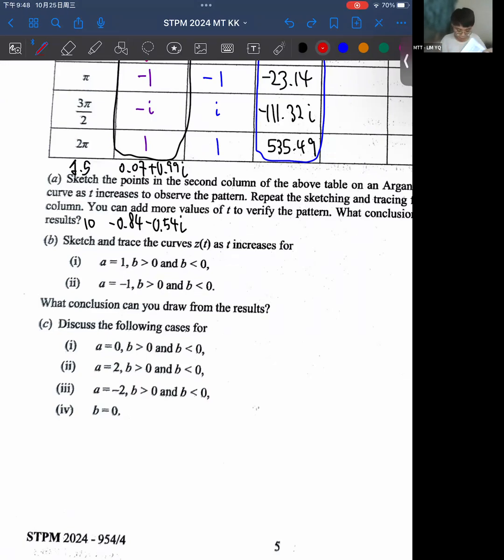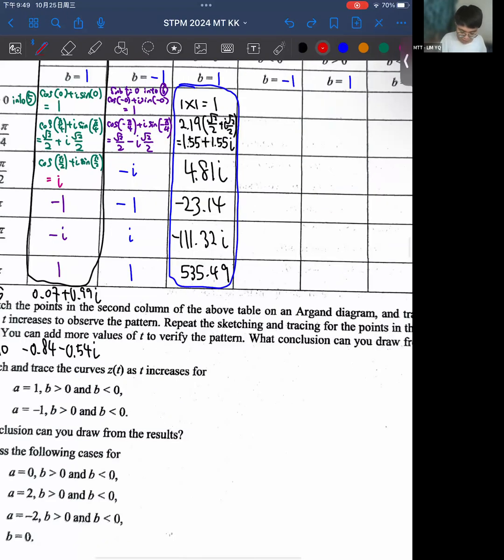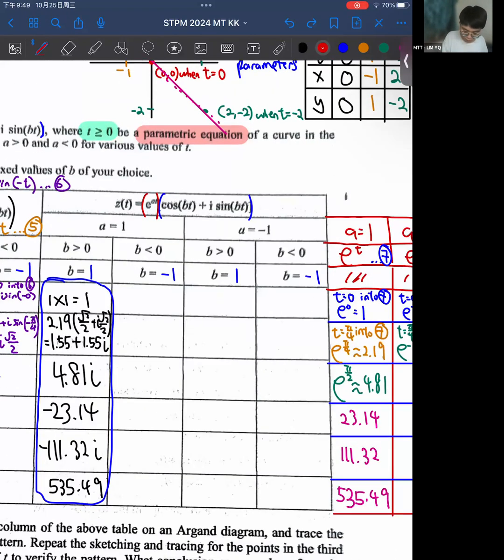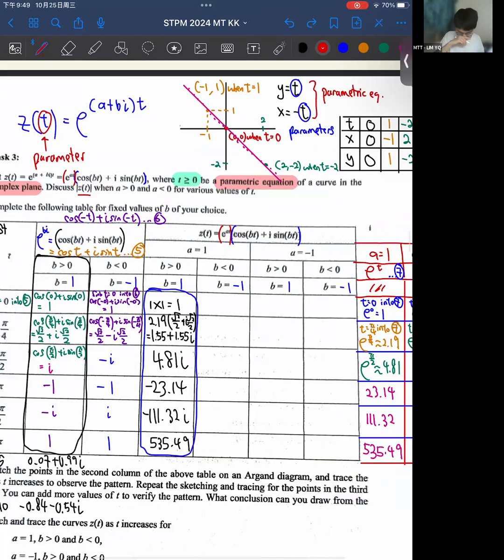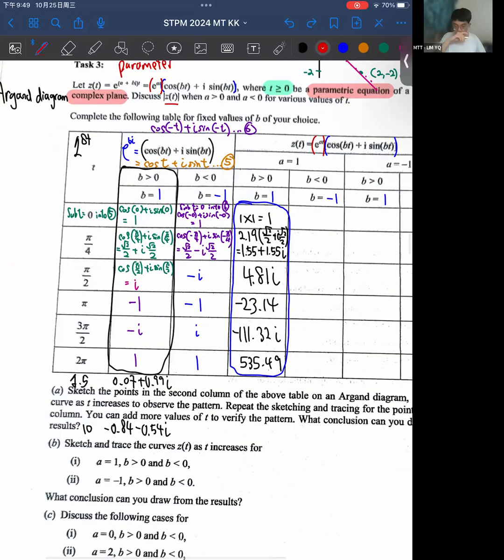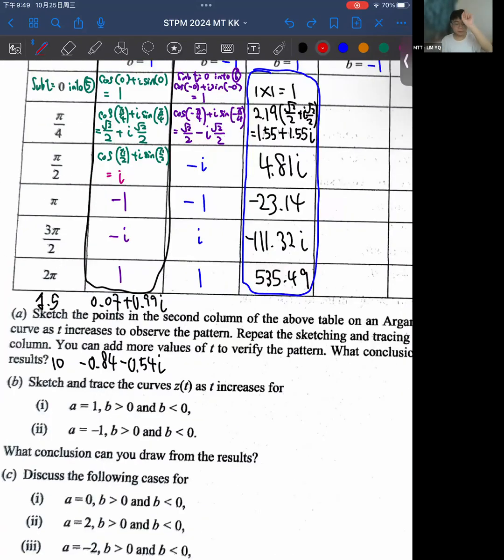Okay, now we look at part B. Sketch and trace the curve Z_t as t increases. Meaning that Z_t is the value here. So you have 1, 2, 3, 4, right? So the fourth column, fifth column, sixth column, and seventh column. Just now you did the second and third. Now you want to do the rest, correct? A equal to 1, B equal to 0. I will still demonstrate the first one only for you. The rest you demonstrate by yourself.